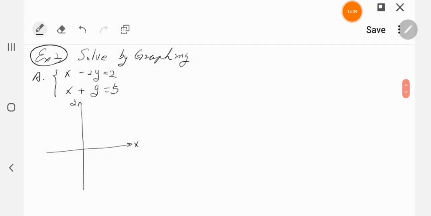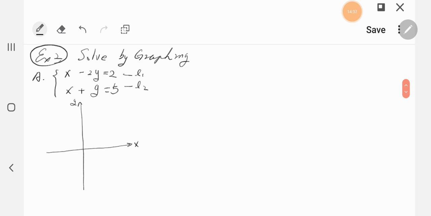Example 2. Solve the following system of linear equations by graphing. Okay, graphing, so we will just graph each line. Let's say this is line 1 and this is line 2. Line 1 and line 2 are linear equations, so the graph is a straight line, because there are two variables x and y, and the exponent of each variable is 1. So this is a linear equation.